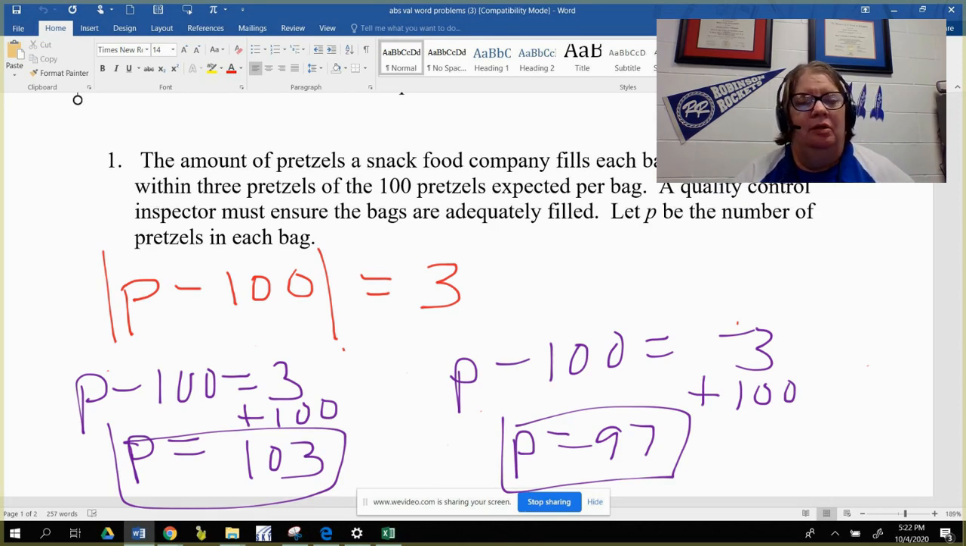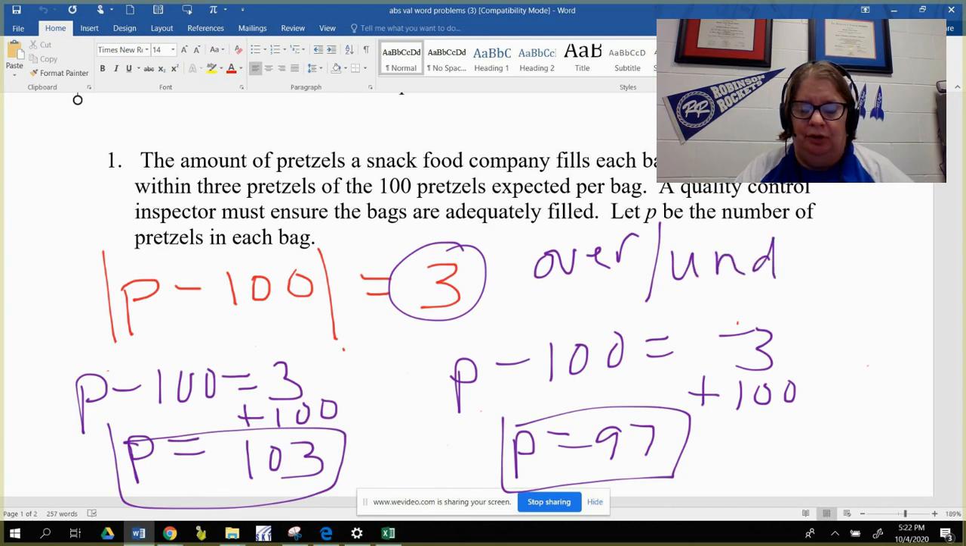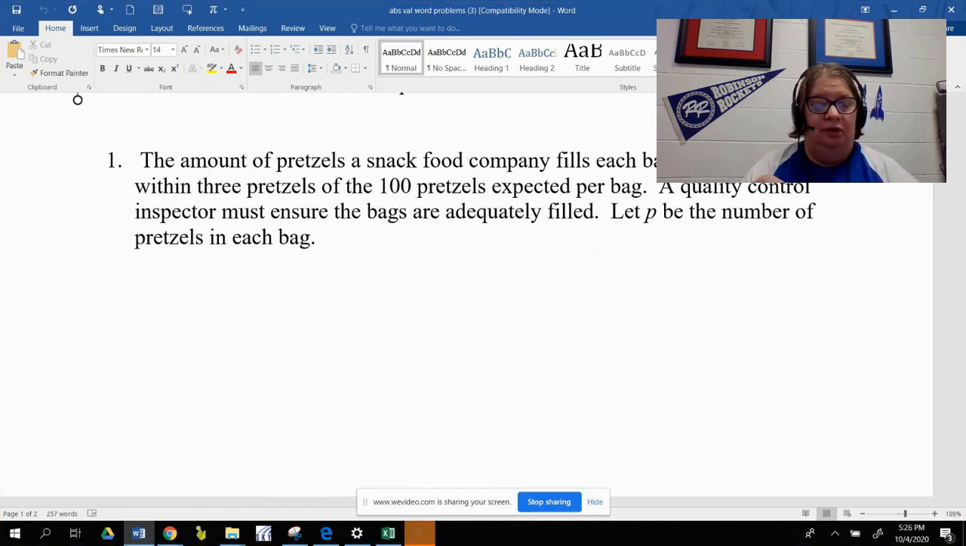Okay. So when you're talking about absolute value, usually it's talking about an over-under number. Like in this case, it was 3 pretzels, as many as 3 over, as few as 3 under. The over-under number goes on the outside of the absolute value bar on the other side of the equal sign. This is the over-under. Sometimes it's worded as give or take. Sometimes it's worded as over-under, but that number goes on the outside of the absolute value after the equal sign. Okay, let's do another one.